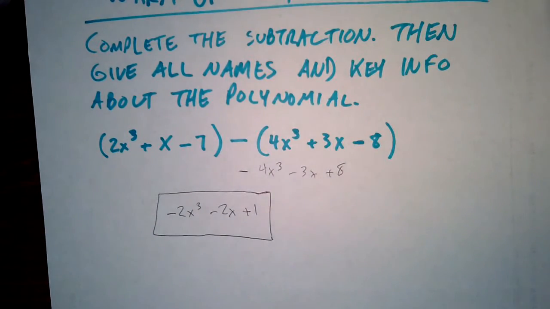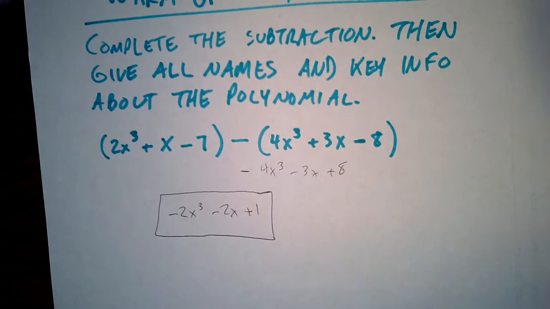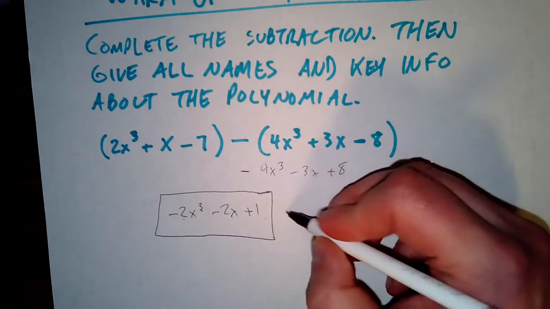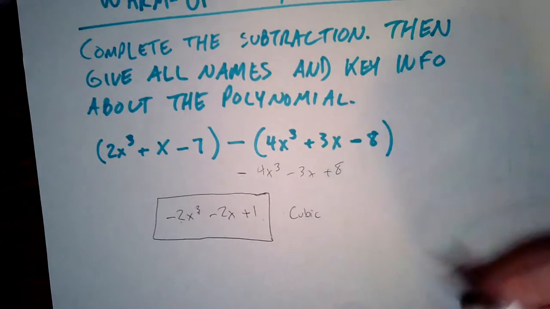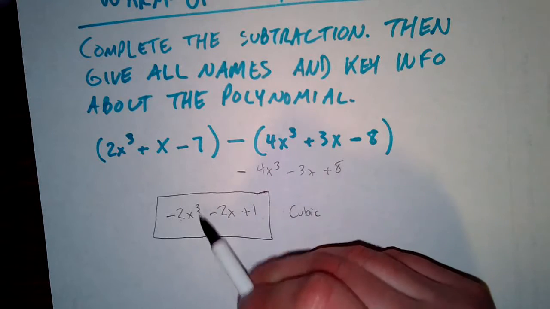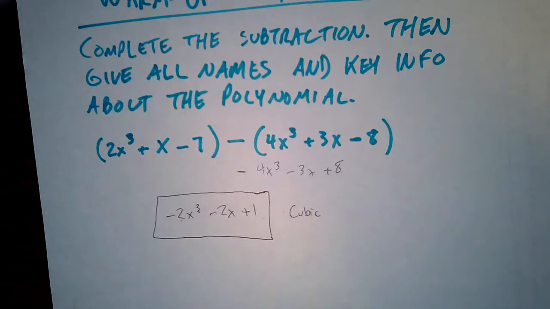Now it says give all names. So there's two ways to name this. You can name it by its degree. You can also name it by its number of terms. By degree, third degree is called cubic. If it was second degree, it'd be called quadratic. First degree would be linear. No degree would be constant. Then anything above third degree, we just call fourth, fifth, sixth degree, and so on.